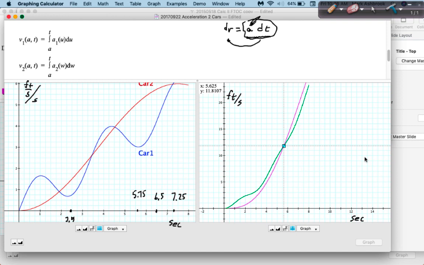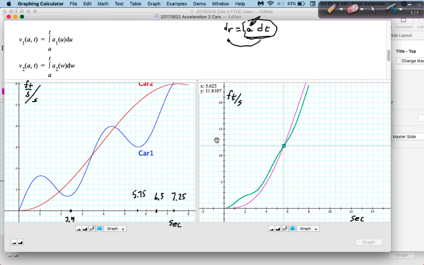Okay, so now, last question. Are they at the same position at 5.6 seconds? Are they at the same place or is one car ahead? Are they the same place or is one car ahead of the other at 5.6 seconds?